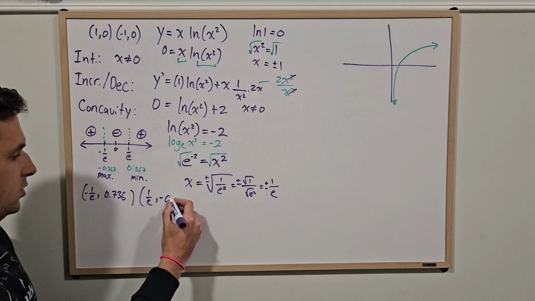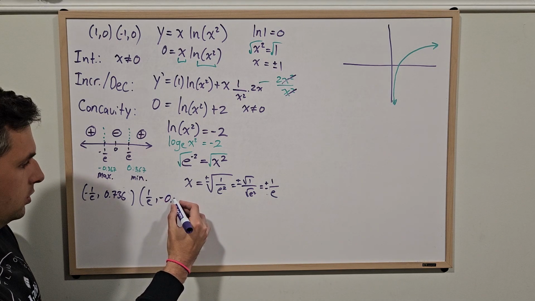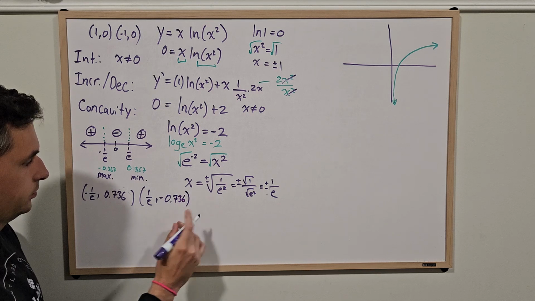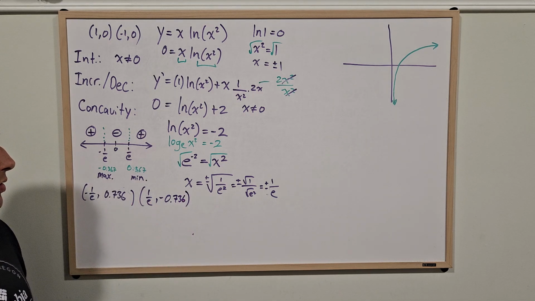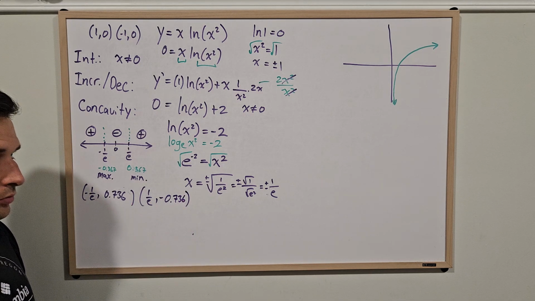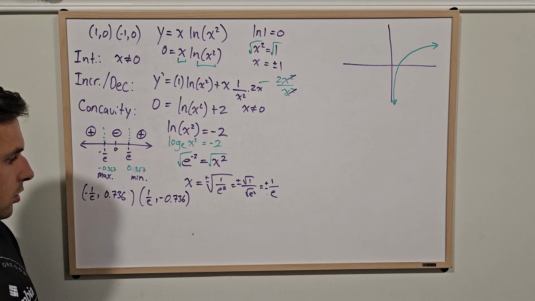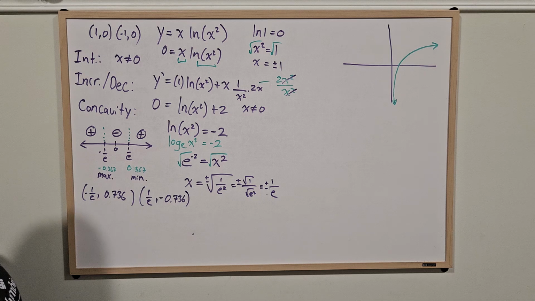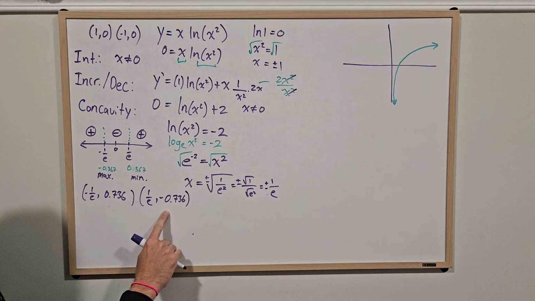It's going to be negative 0.736. Okay, so positive and negative over here on this side. All right. Now, we have our two max and min points.